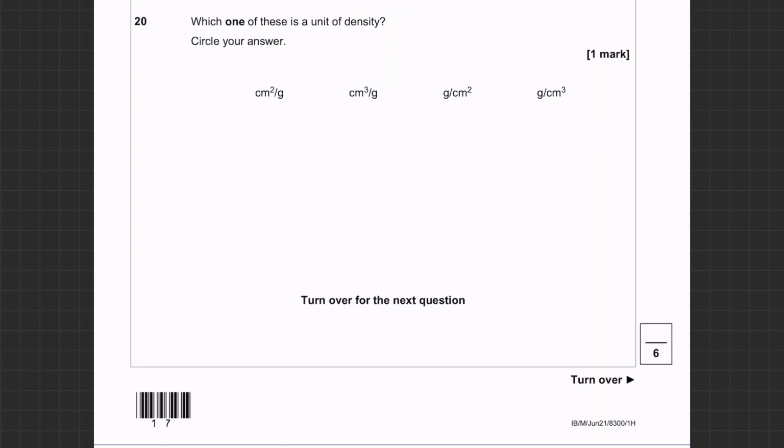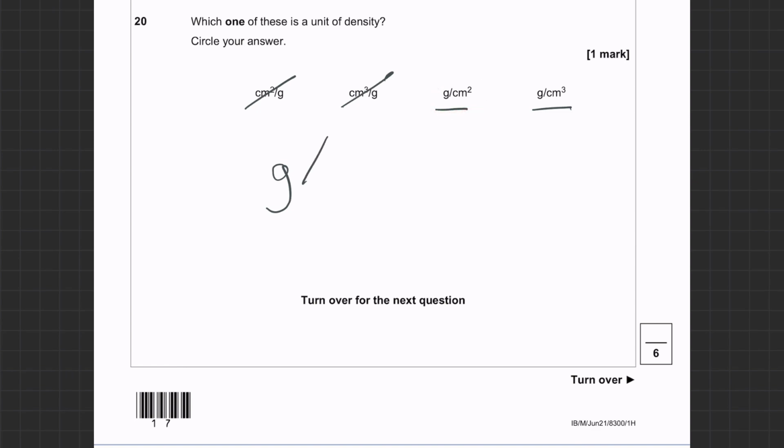Question 20, a quick one. Which one of these is a unit of density? Well, density is about mass, so we know the first part is going to be about grams because we're talking about the weight of something. So it can't be these two because the first part is to do with centimetres squared or centimetres cubed. So then we're saying it's got to be one of these two because it's grams per unit.